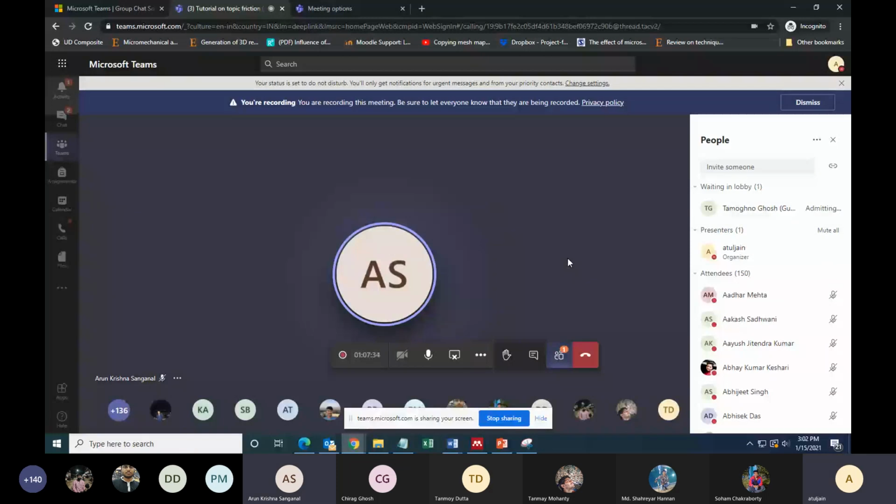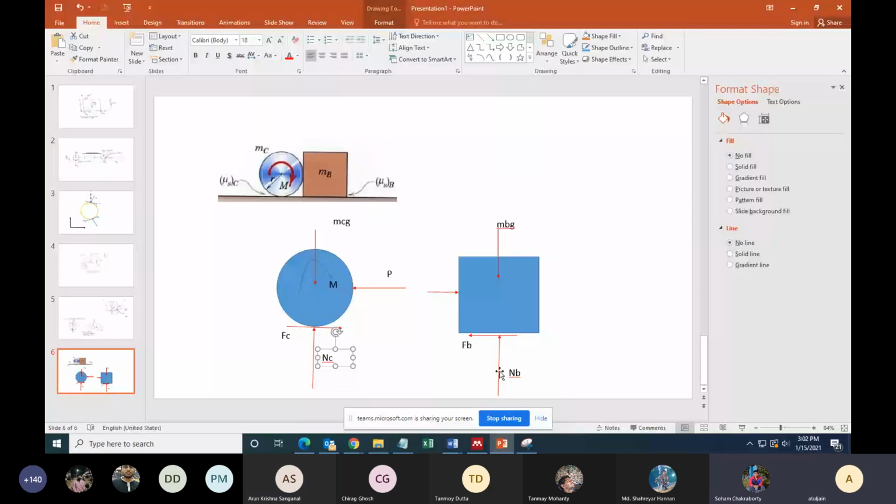Okay. So now what to do? How can we solve this problem? Sir, first we'll find out FC limiting and FB limiting. Then we'll compare. Then we'll find FB limiting is less. So for impending motion, P will be equal to FB limiting, which will be equal to FC. And M can be equal to FC into R. So we'll put that there. So M equal to FB limiting into R.